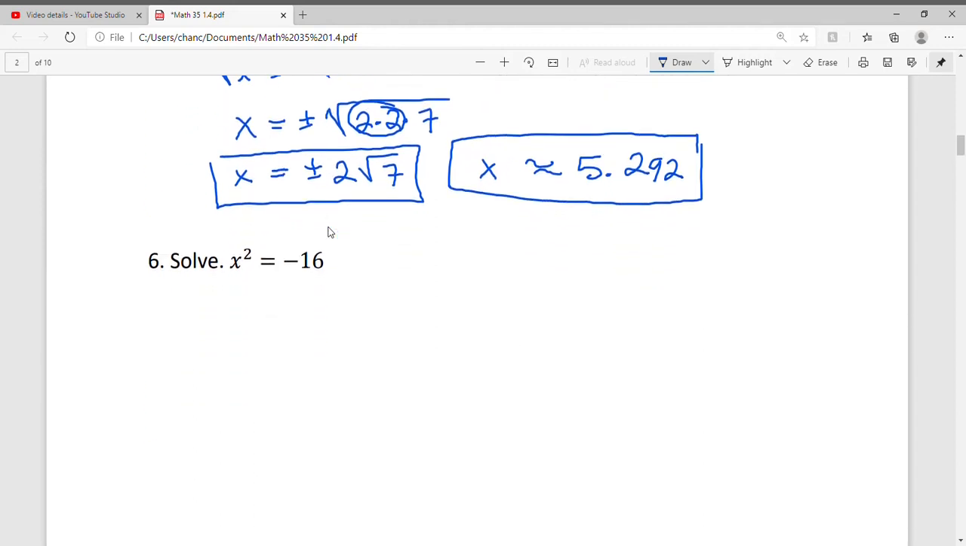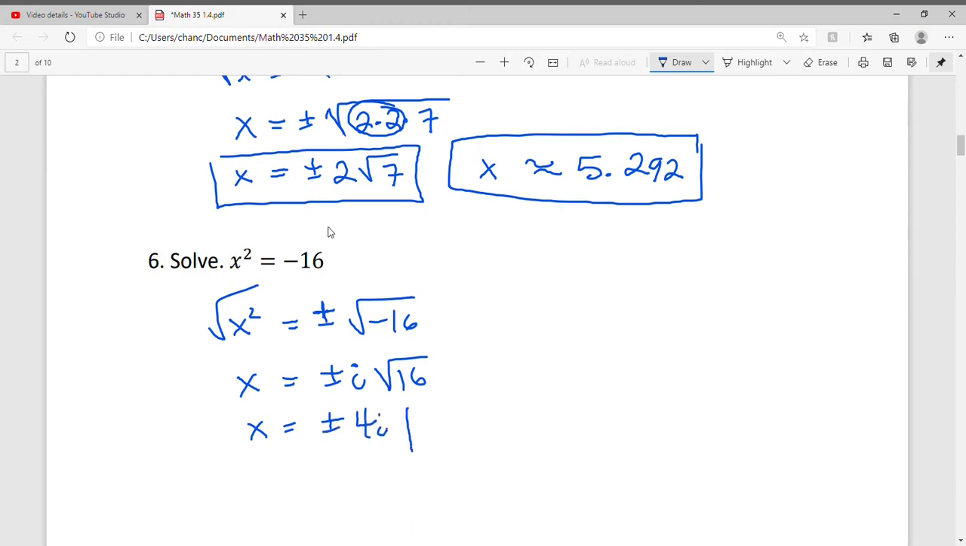For example 6, let's again start by taking the square root of both sides. Don't forget the plus or minus. If you forget this, half your answer is missing. There's a positive and then there's a negative answer. We have x is equal to, well, that's the square root of a negative. I need to pull out the i and leave the 16 inside. But we know the square root of 16 is just 4, so this is plus or minus 4i. That is our solution to example 6.